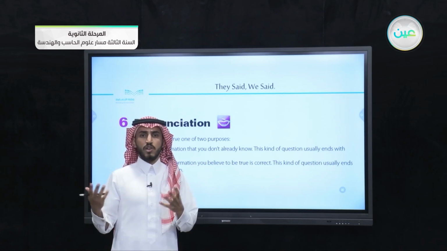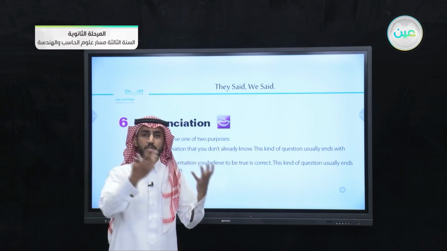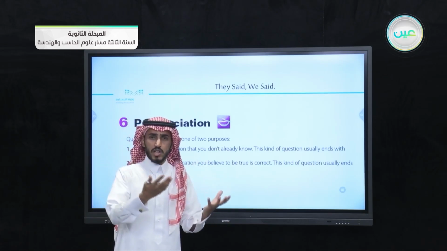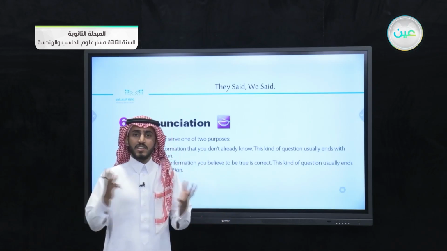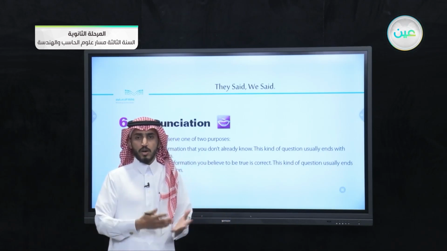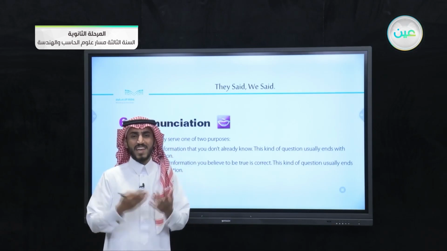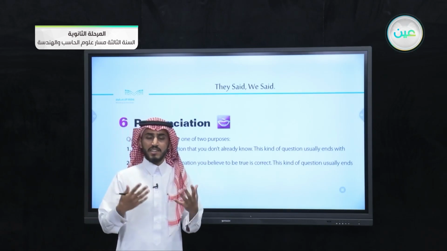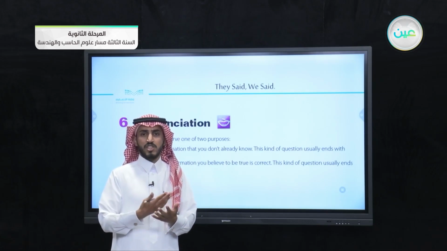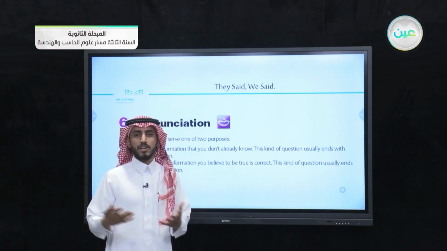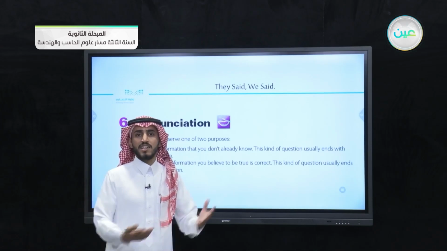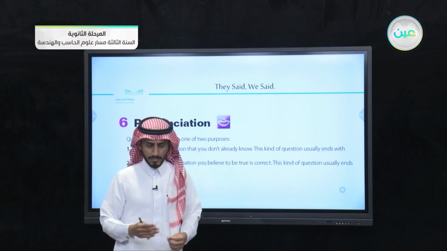And we said that the falling intonation is where our sound goes lower and lower at the end of the sentence. And the second purpose of asking questions is to confirm an idea or to confirm information that you already know. And this type usually ends with a rising intonation.